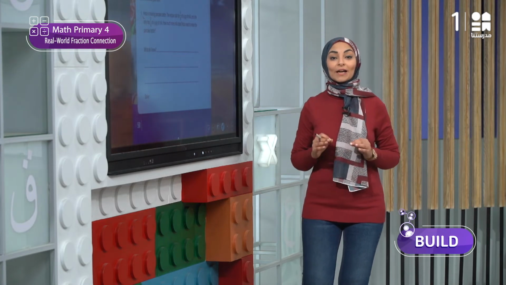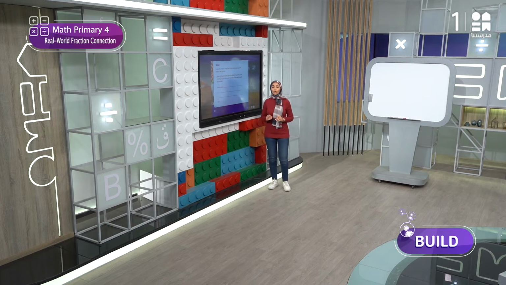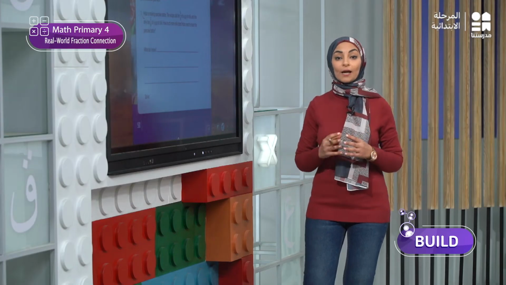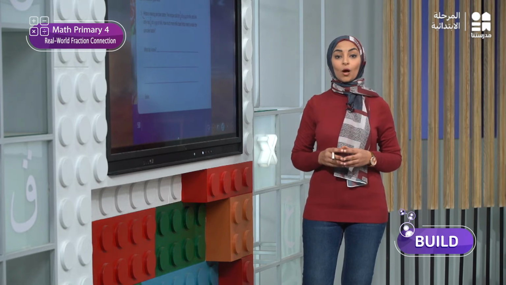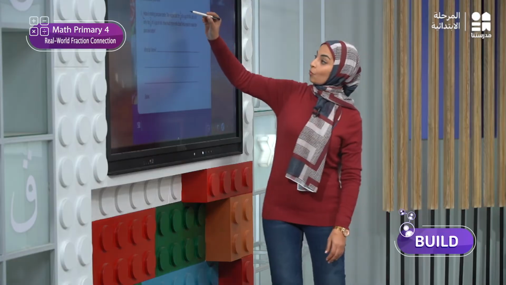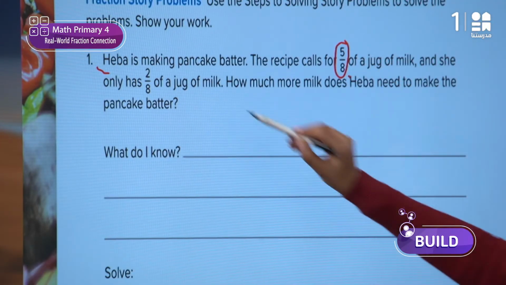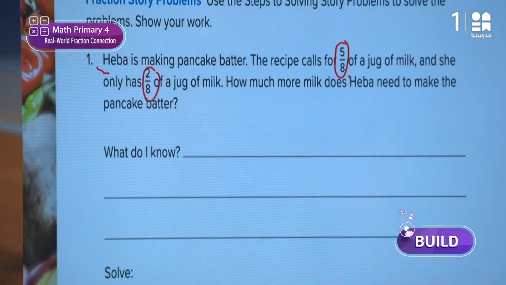طيب زي ما احنا عارفين after reading the problem very carefully we are going to circle the information اللي عندنا. What are the numbers we have? طيب أول حاجة أول fraction شفته 5/8 so circle it and also circle 2/8 right?